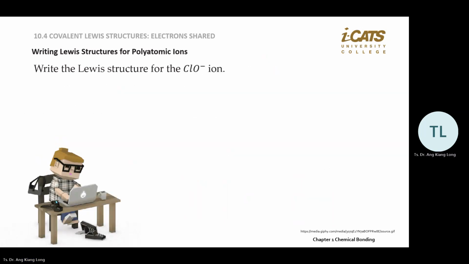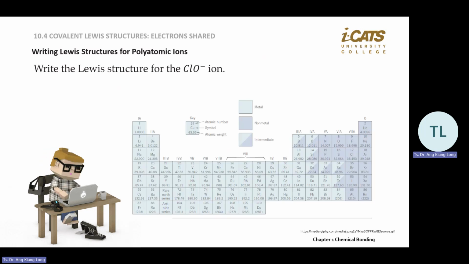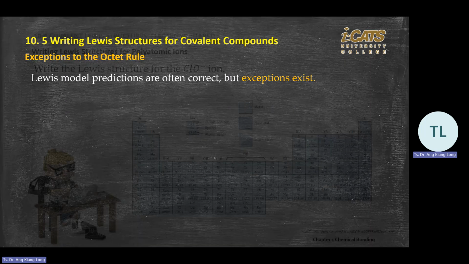This one I will also let you view in your free time or revision time. Same procedure for the ClO negative ion. Just remember, if you see a negative ion, remember to put the bracket and the positive or negative charge on the right hand corner. That is the thing. The steps are still the same, the 4 steps. Repeat the 4 steps. So this one you can check.